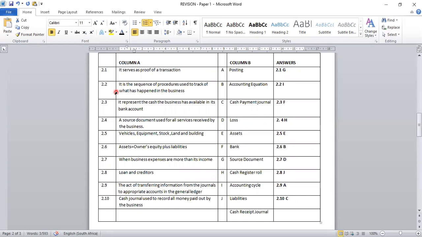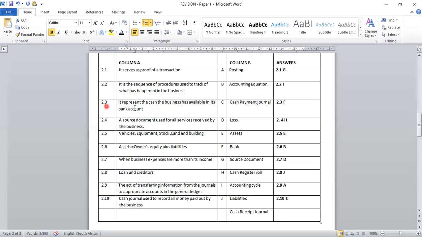2.2, it is the sequence of procedures used to keep track of what has happened in the business. The correct answer for 2.2 is I. The accounting cycle is a sequence of procedures used to keep track of what has happened in the business. So 2.2 is I.